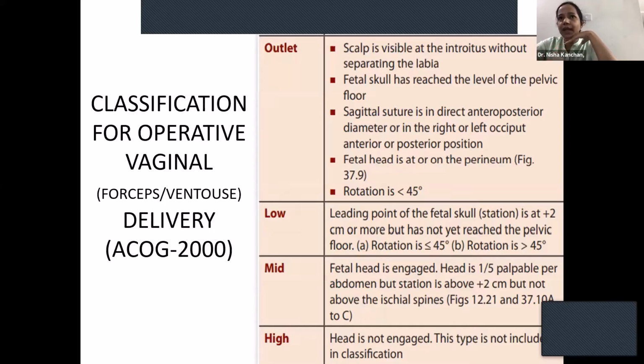So for outlet forceps, either it should be directly occipito-anterior or within 45 degrees of rotation, and the fetal head is at or on the perineum. Now here is when the confusion comes. Sometimes when you do a PV examination, you feel that the fetal head is at the perineum, but the skull has not yet reached the pelvic floor. That is why the additional criterion of the skull having reached the pelvic floor comes in.